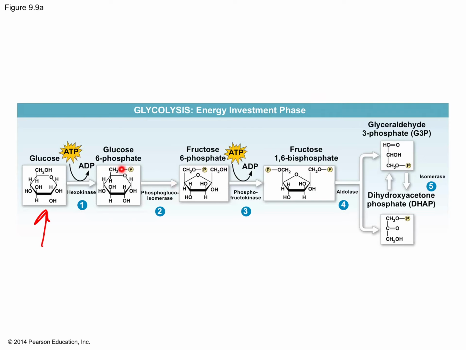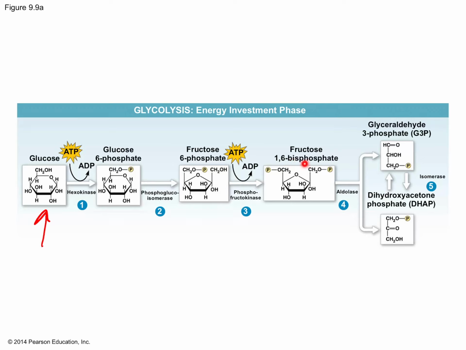The next step is just a rearrangement. So this molecule is rearranged into this molecule. Again, the name of it is not that important. That sets the stage for our second molecule of ATP to come in and donate a second phosphate, and now you see it. Now we have 2 phosphates on what used to be glucose.